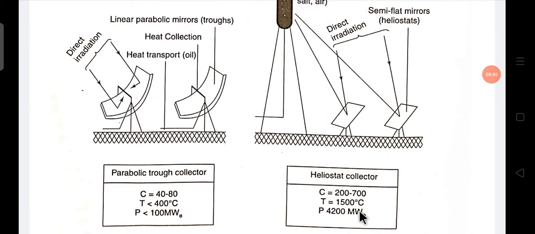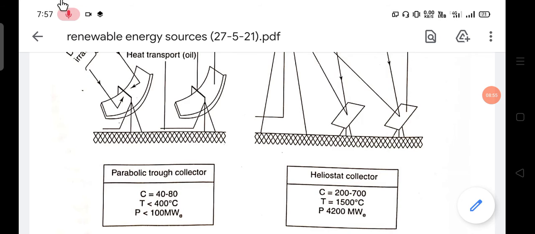And in the solar power plant, we use collectors which have a concentrating power nearly equal to 100.